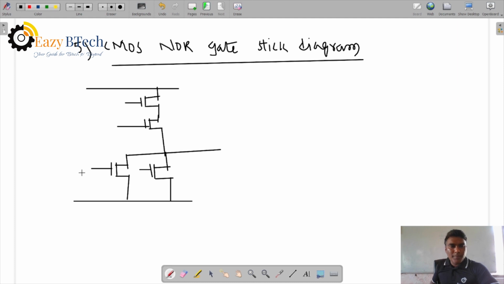Now the representation here. A and B. So V out is the logic. NOR means (A plus B) complemented. A plus B means parallel, and complement is because of pull up and pull down. A connection, B connection, so common input. Two inputs are here. Now this is VDD and this is VSS.